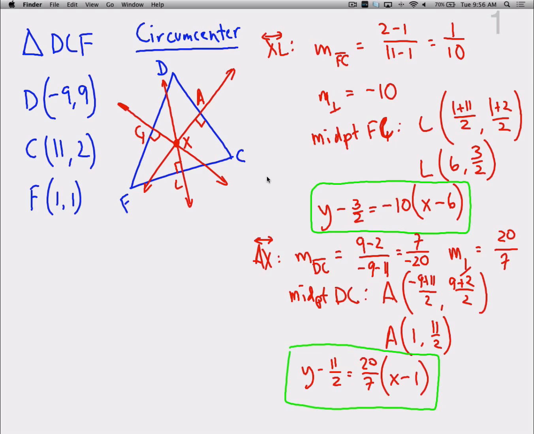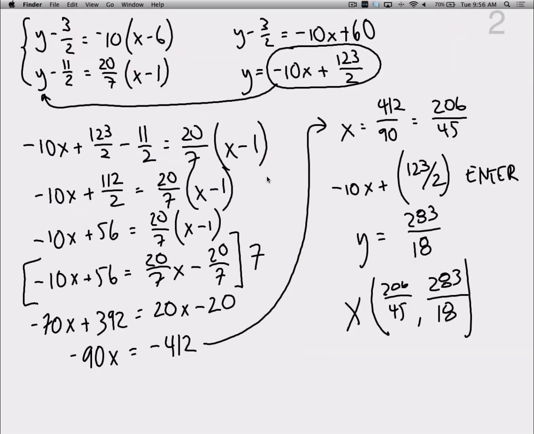And you can see from that travesty, your answers will seldom be pretty. But it's doable. That is the correct answer. Use your calculator as much as possible, especially when you're dealing with fractions. Especially if you're not very good with fractions.